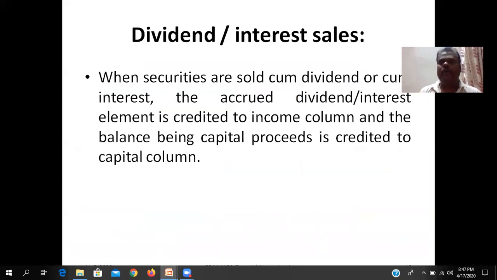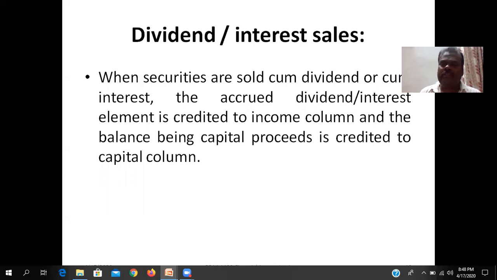So I think you all have a clear understanding of these accounting entries for the investment purchase, cum interest and ex interest. Then we can move to the next part, that is investment sales. Maybe we can sell the investment cum interest or ex interest. So dividend or interest on sales. What is that? The cum interest.